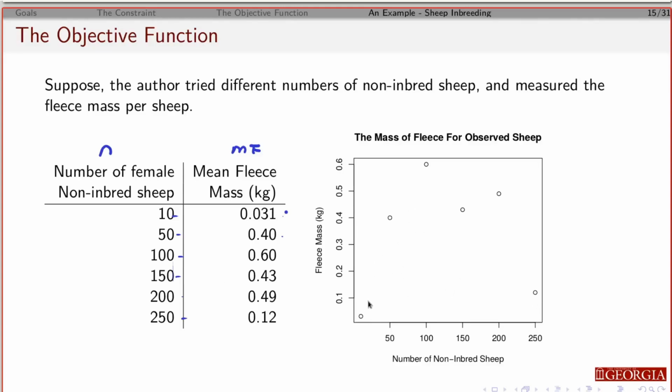You can see the general trend is that if I have a small number of non-inbred sheep, as I increase them, it's going to increase the amount of fleece I get. But if I've got a large number of non-inbred sheep, as I increase them, the amount of fleece is going to decrease. So if I were to graph this, it's going to be something like this. And notice, because it's an experiment, it's not perfect. Other things happened. Maybe we had bad weather with this flock and really good weather here, just whatever. I'm going to get some kind of shape like this.